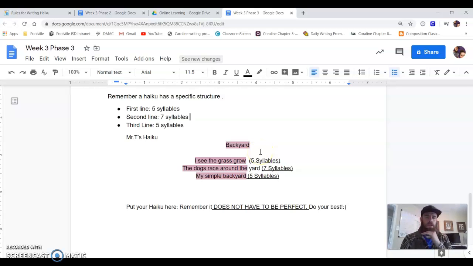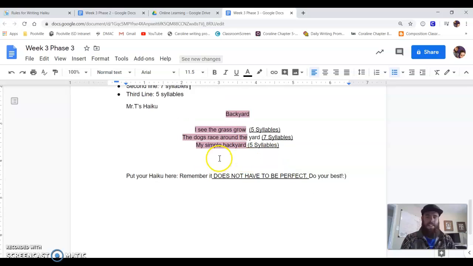So let's see. Dinosaur. That's 3 syllables. Dino is 2. Dog, 1. So you only have to make one movement to make the sound. So let's break down Mr. T's poem real quick. Backyard. That's 2 syllables, right? So my title is Backyard, but don't worry about that.